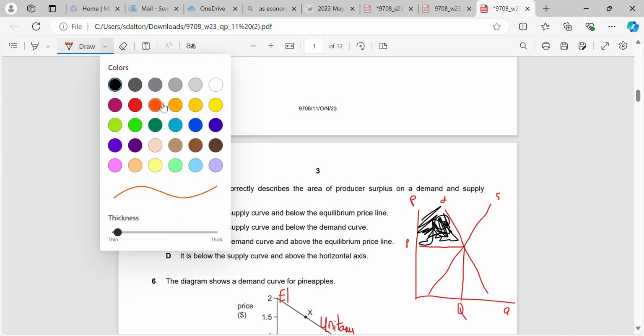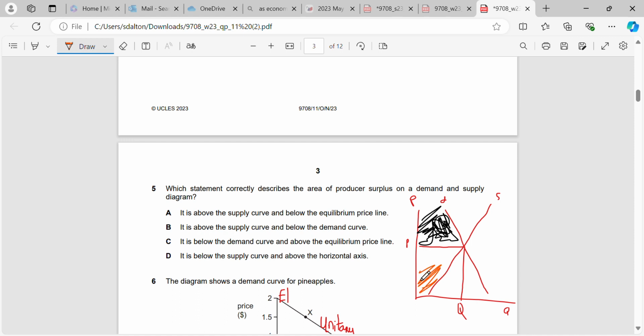And the producer surplus is all of this area in here, the area below the equilibrium price to the bottom of the supply curve, right? Also referred to as being above the supply curve. So in our diagram we can see it's the area above the supply curve here and below the equilibrium price line. Okay, producer surplus has nothing to do with the demand, and it's not above the horizontal axis or anything like that.